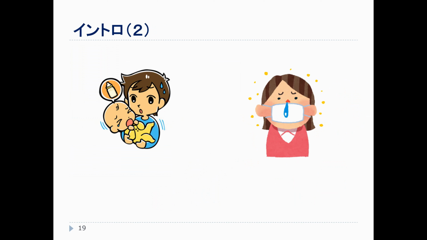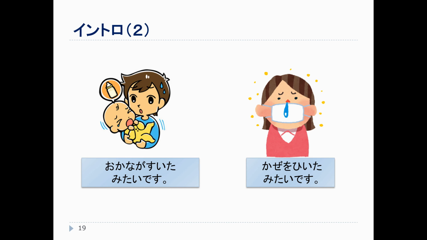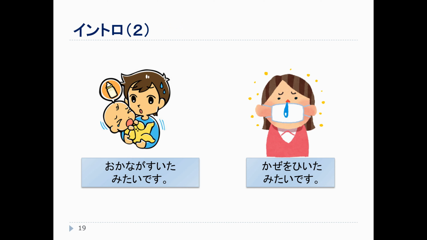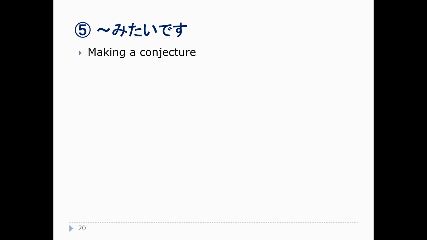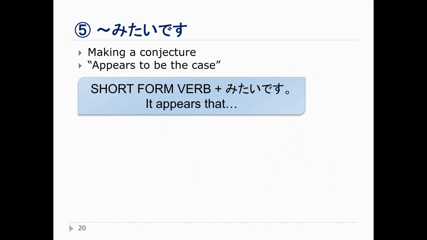Let's go with a little bit more that we can use みたい for. So, the baby is crying. お腹が空いたみたいです。Oh, she is sniffling. She has a mask. She doesn't look so good. 風邪をひいたみたいです。This みたいです we can use for making a conjecture about some sort of situation. So something appears to be the case.